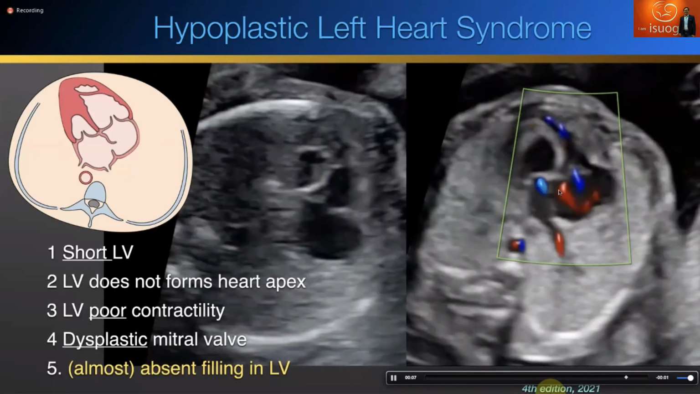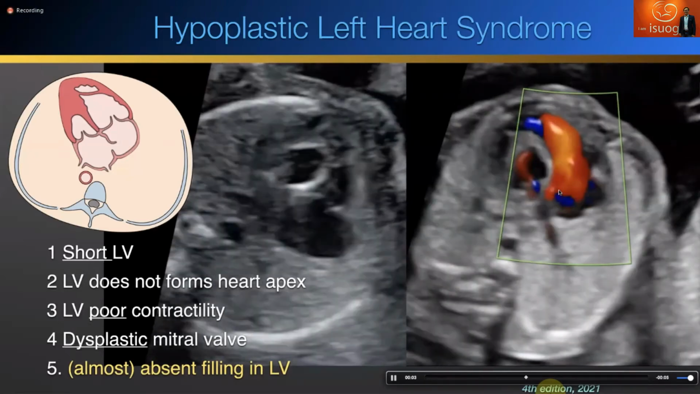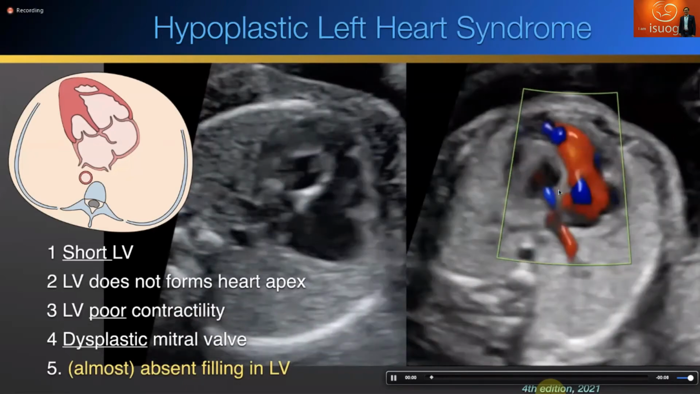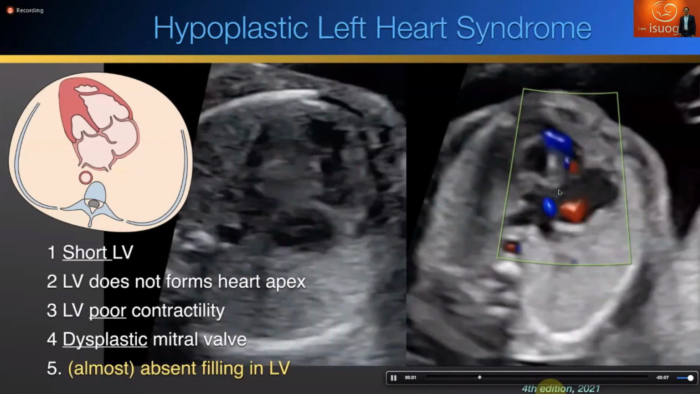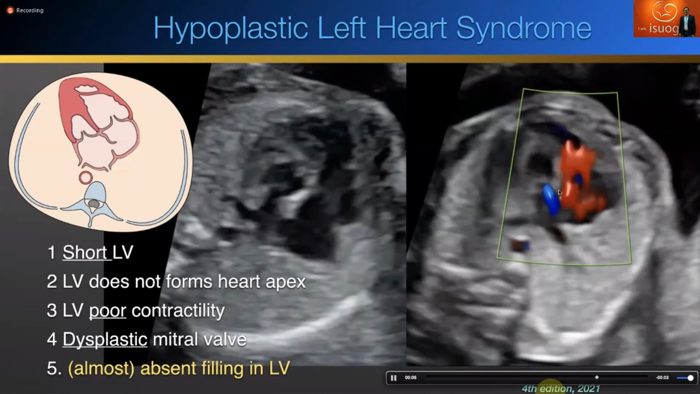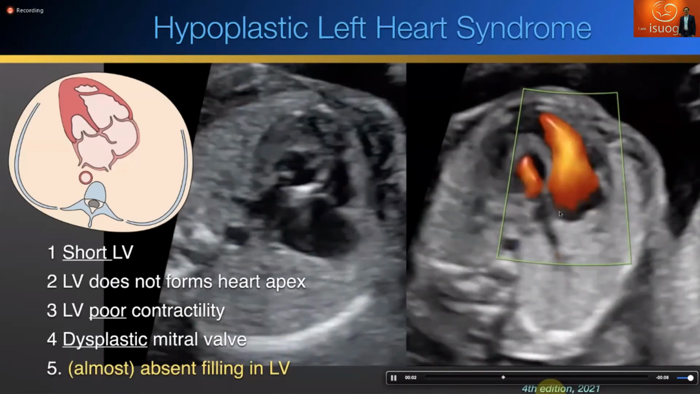So for you to keep in mind, hypoplastic left heart syndrome is not a true syndrome like genetic syndromes. It's called like this because it's a combination of findings. But what is important is to keep in mind the left ventricle is not working and will not be working after birth. So keep in mind, there is no function of the left ventricle in hypoplastic left heart syndrome.